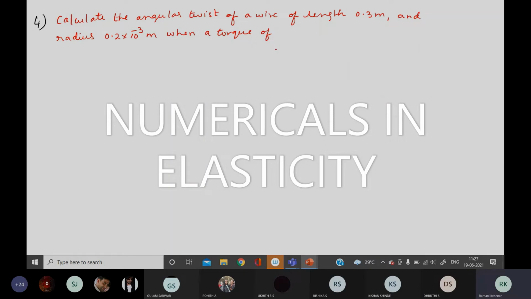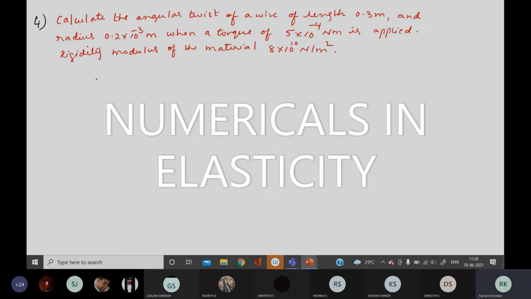Calculate the angular twist of a wire of length 0.3 meter and radius 0.2 into 10 power minus 3 meter when a torque of 5 into 10 power minus 4 Newton meter is applied. Eta, the rigidity modulus of the material, is 8 into 10 power 10 Newton per meter square.